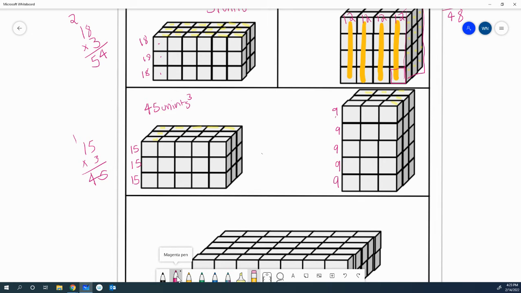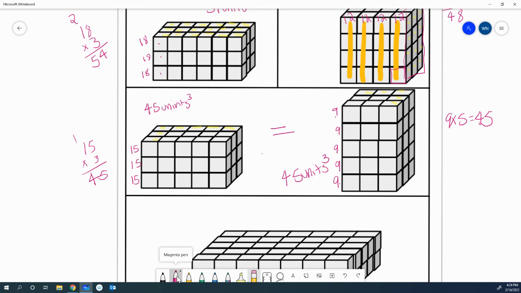So that's 9 times 1, 2, 3, 4, 5. We know that 9 times 5 is 45. So this one is also 45 units cubed. So they would be equal. Even though they don't look the same, they are equal. There are 45 tiny little unit cubes in both of those.